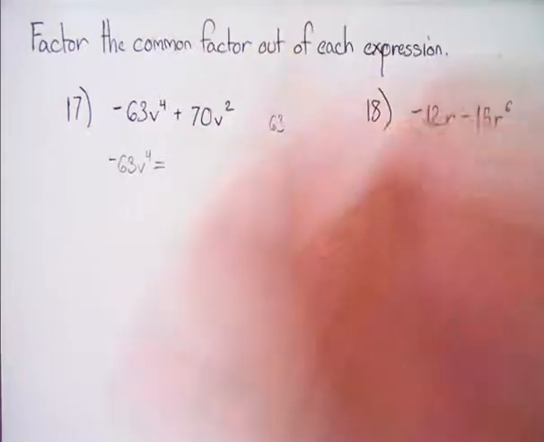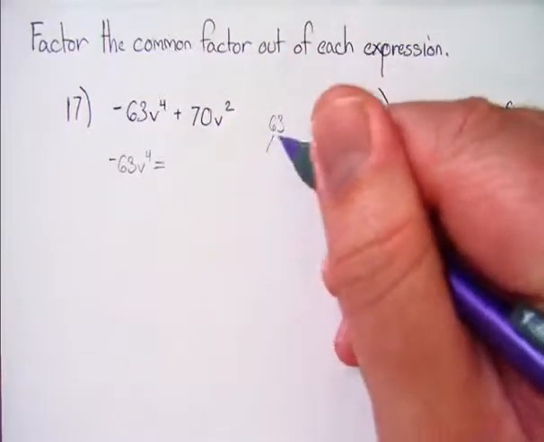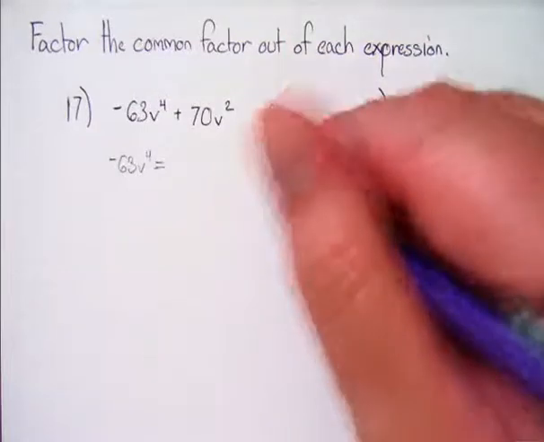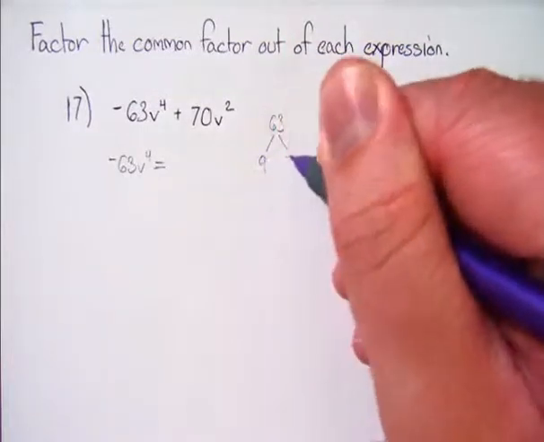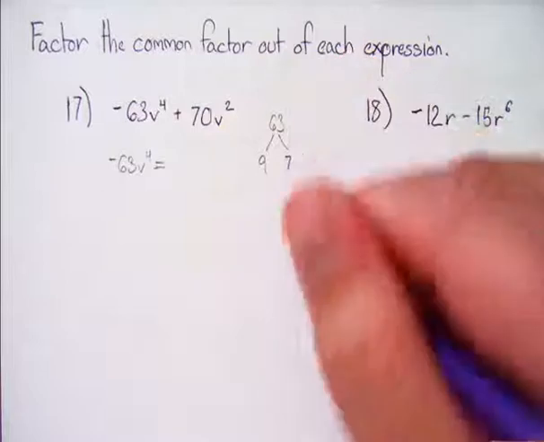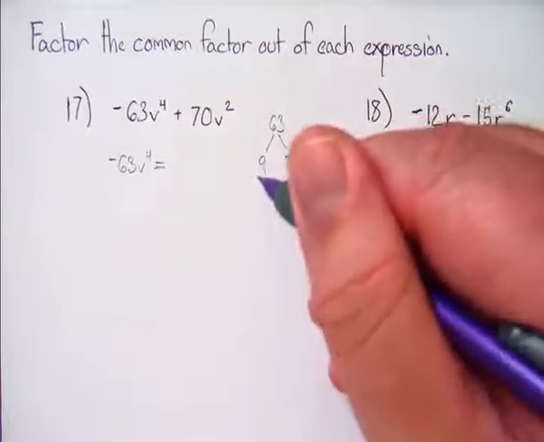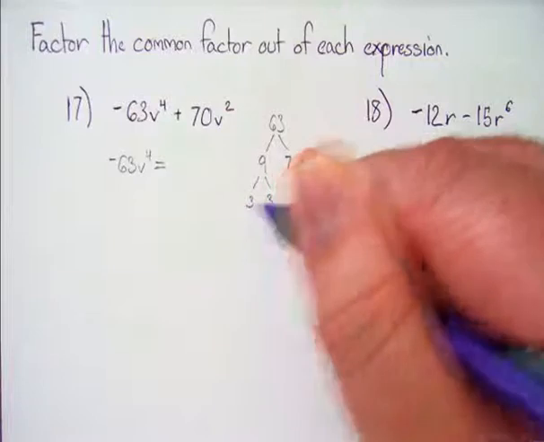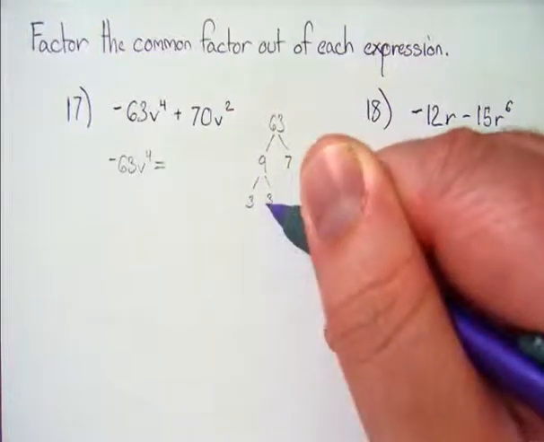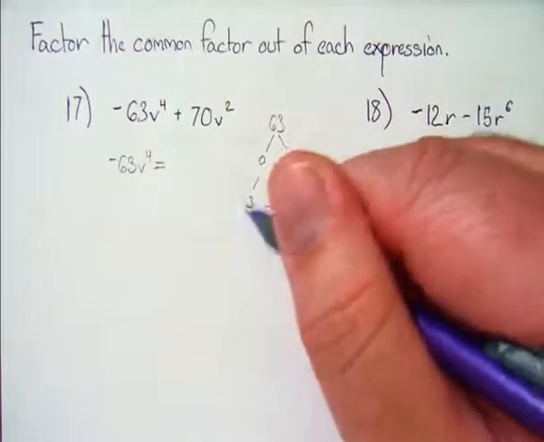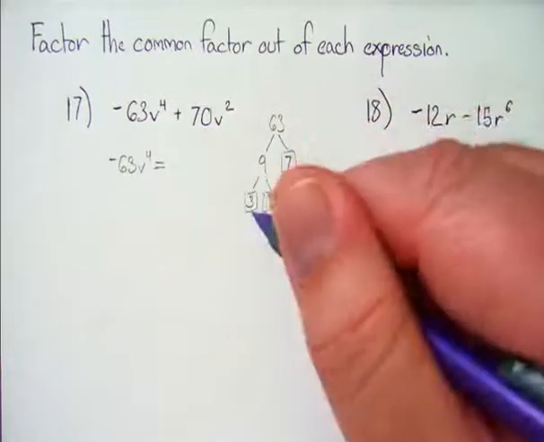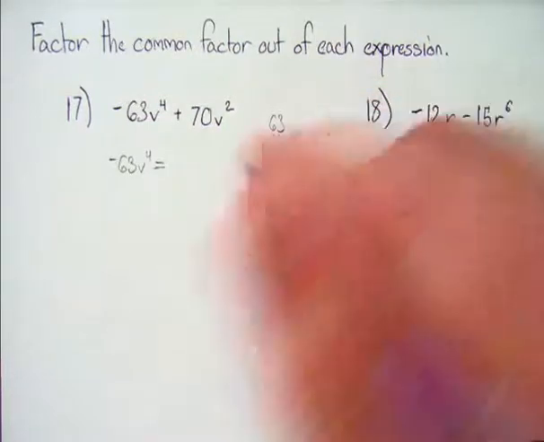If we take 63, let's just get two things that multiply together to give 63. You may recognize this as 9 times 7. 9 we can break down into 3 times 3. 3, you'll notice, can't be broken down any further. That's prime. 7 is also prime. So the prime factorization is 3 times 3 times 7.